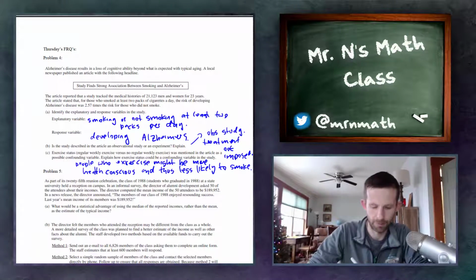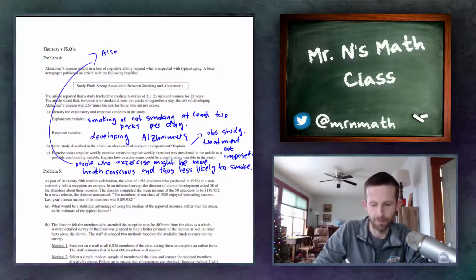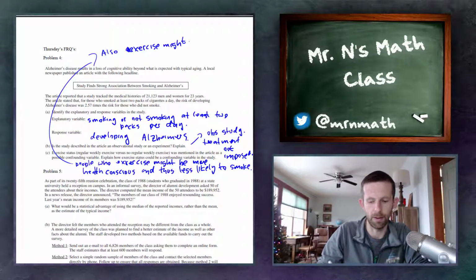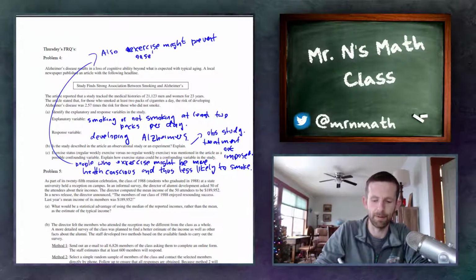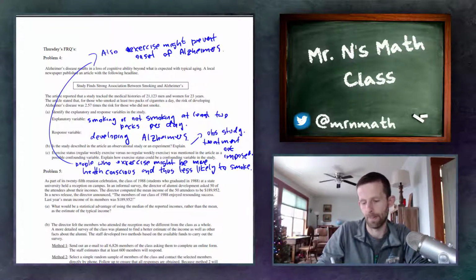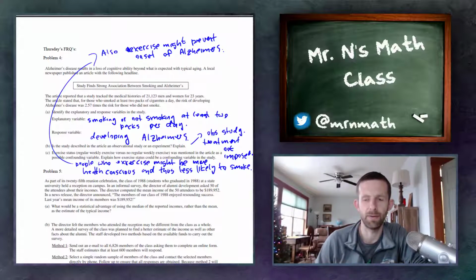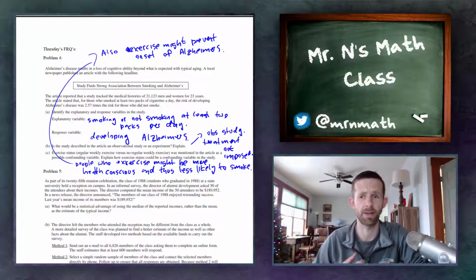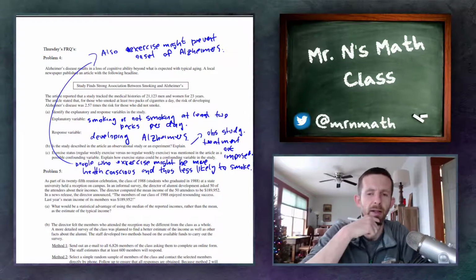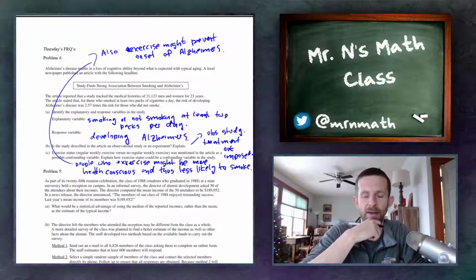So in addition, also smoking or exercise might prevent onset of Alzheimer's. So we have tied it to smoking. We showed the relationship between exercise and smoking, showed the relationship between exercise and Alzheimer's, and thus show that that's the thing, that's the lurking variable, that's the confounding variable.